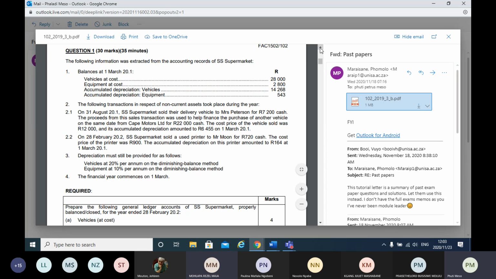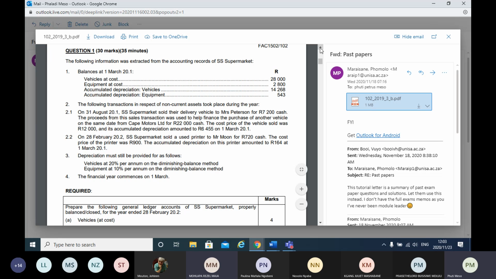Right, let's look at the equipment. I think so far we are done with the vehicle, right? So far we are done with the vehicle. And let's have a look at the 2.2, which says on the 28th of February 2002, S Supermarket sold a printer to Mr. Moon for 720. The cost price of the printer was 900,000 rand. The accumulated depreciation of the printer amounted to 164 on the 1st of March.